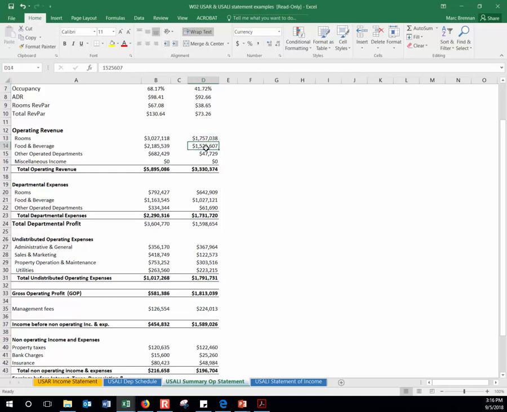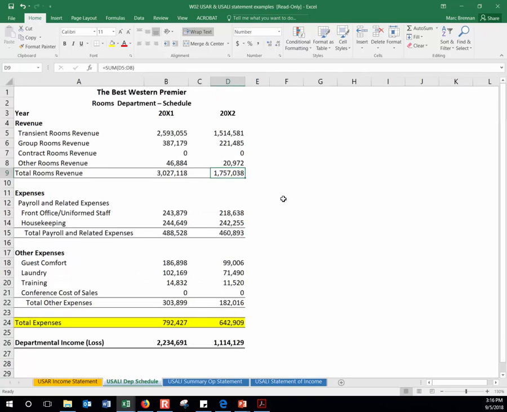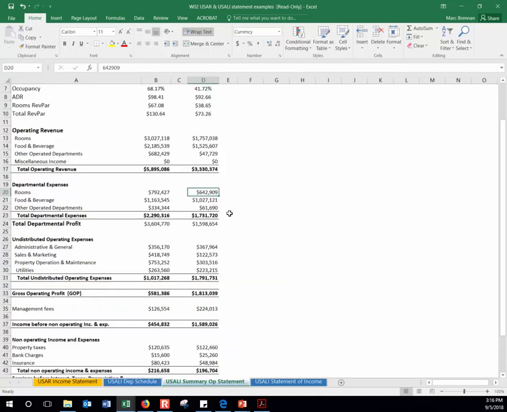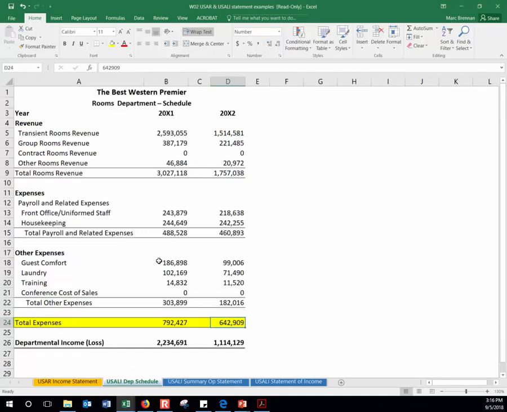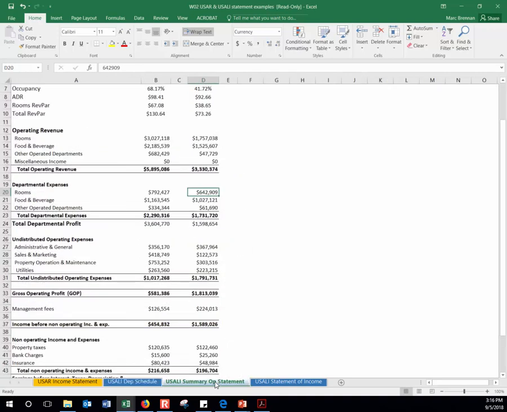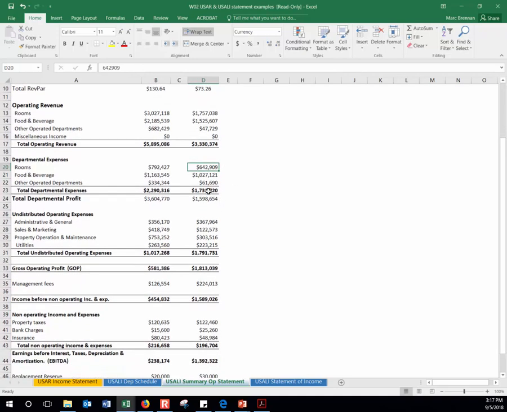We would have another departmental schedule for food and beverage, another one for other operated departments, and so forth. Okay? And then if we look at departmental expenses, which would show up next on our USALI summary operating statement, you'll see $642,909. Well, if we go to our departmental schedule and take a look at total expenses, there's that number again. So all we did is from our mini income statement for that department, we brought it over to the summary operating statement. Okay? So very important to really understand that. Add them all together to find out the total departmental expenses and then to find out our total departmental profit.